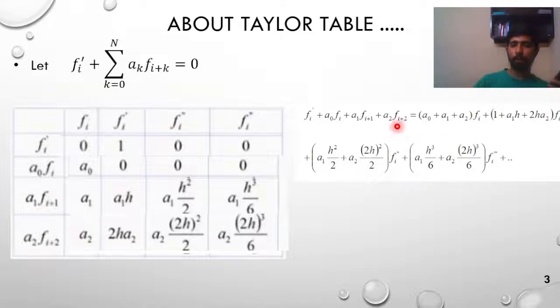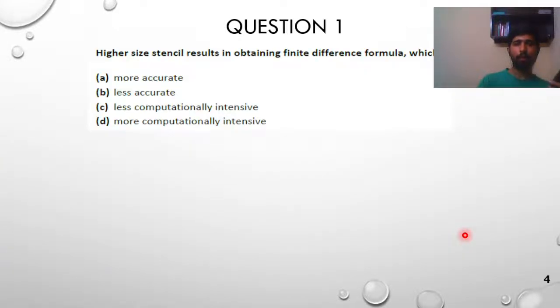Now you know that the LHS should go to zero. So that is why you equate a0 plus a1 plus a2 to be equal to zero, then 1 plus a1h plus 2h a2 also equate it to zero, then the third term also you equate it to zero, then you get three equations and three unknowns through which you get a0, a1 and a2. We will try to see this in the example problems. So let us see just the first question.